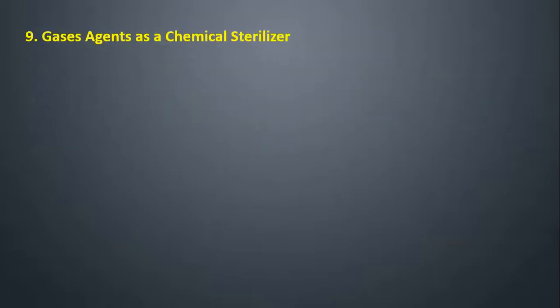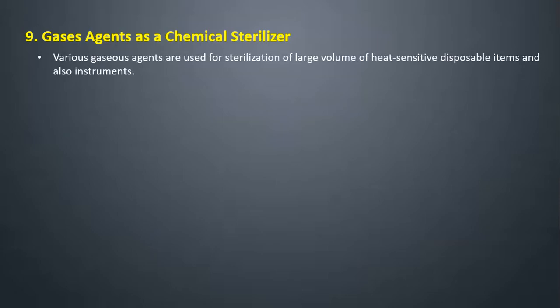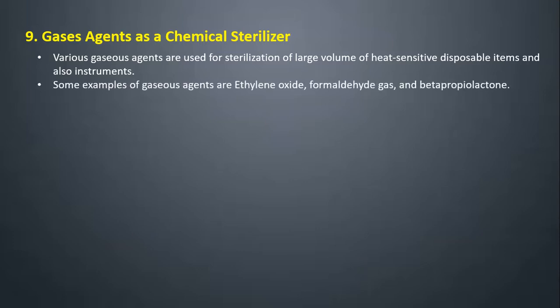Gaseous agents as a chemical sterilizer. Various gaseous agents are used for sterilization of large volumes of heat-sensitive disposable items and also instruments. Some examples of gaseous agents are ethylene oxide, formaldehyde gas, and beta-propiolactone.